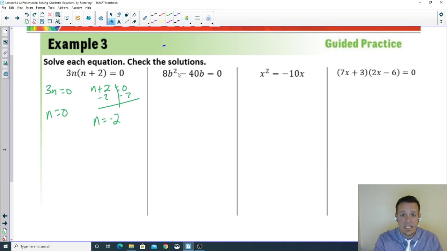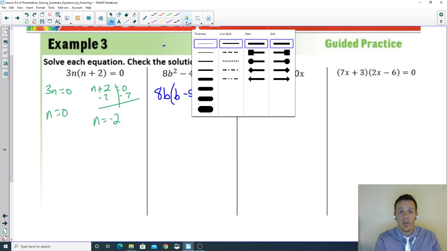Do we have an a times b? No, we don't. We're actually missing it, so we're going to have to factor something out. So what two values, do they share a number? Can you take an 8 out of here and 8 out of here? The answer is yes. Okay, so it'd be an 8. And then they also share a letter b. So what's left behind? Well, here would be b minus 5. And that equals 0.